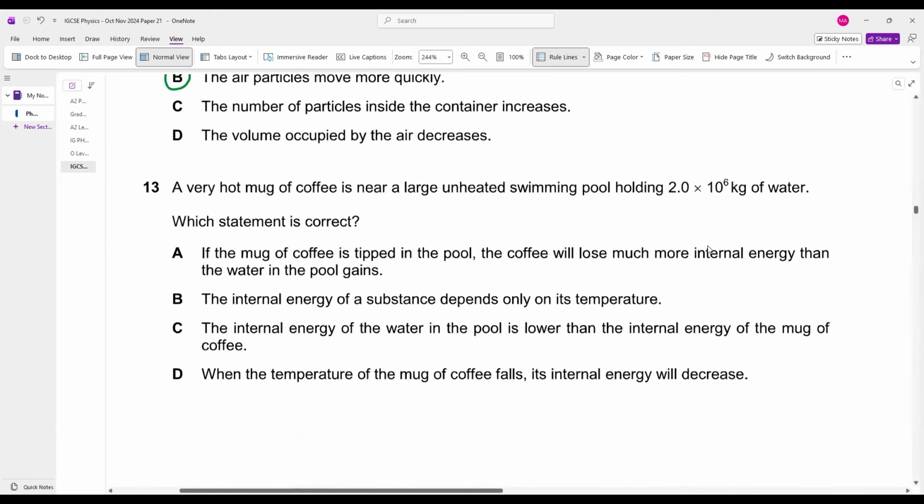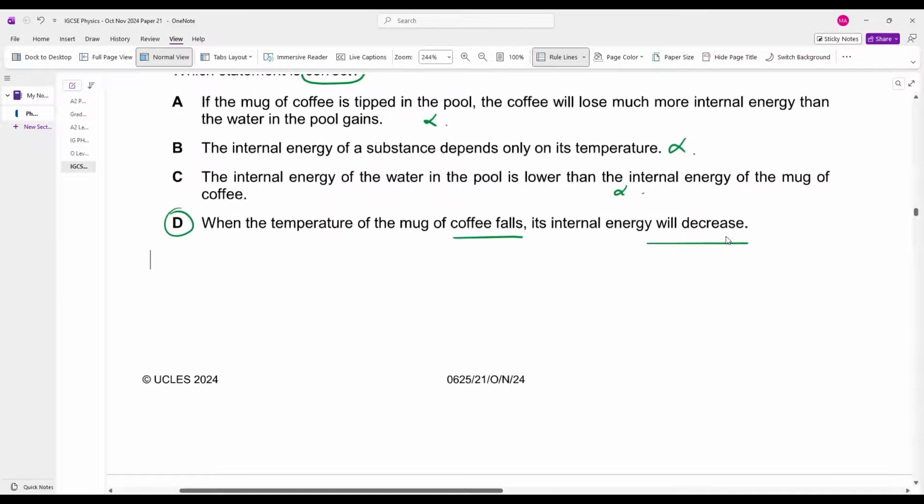B is your answer. A very hot mug of coffee is placed near a large unheated swimming pool holding 2 into 10 raised to the power of 6 kg of water. Which statement is correct? कौन सी statement correct है? If the mug of coffee is tipped into the pool, the coffee will lose more internal energy. No. The energy loss and energy gain are always same. No. The internal energy, no. When the temperature of the coffee mug falls, its internal energy decreases. Yeah, D is correct. बेटा internal energy क्या होती है?